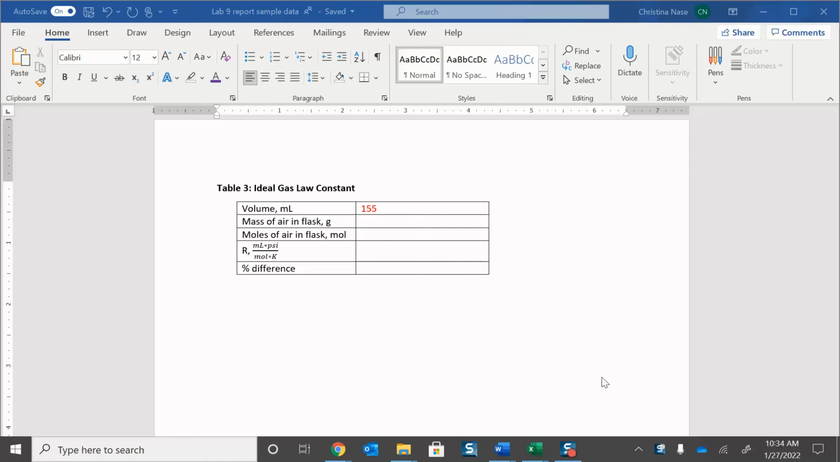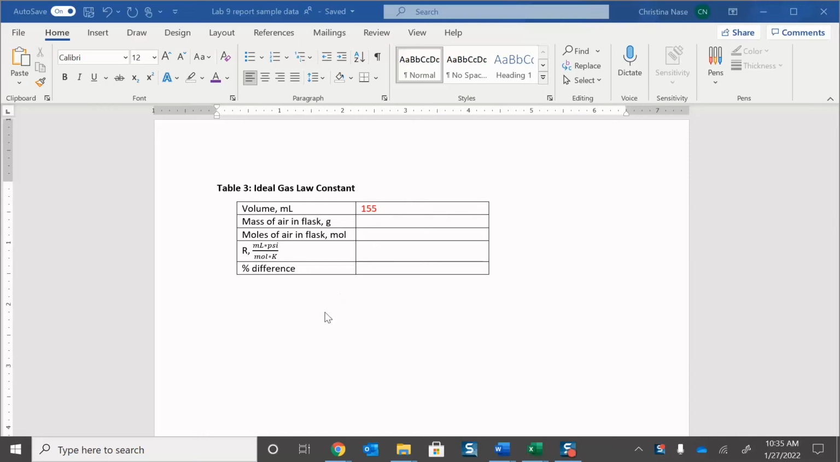That we're going to work on, part C, is just calculating the ideal gas constant with different units than we usually do it with. So we measured the volume of the flask. What we did was fill it up with water up to a line, and then measured how much water was in there. Great. I got mine to be about 155 milliliters. Yours might be a little bit different.